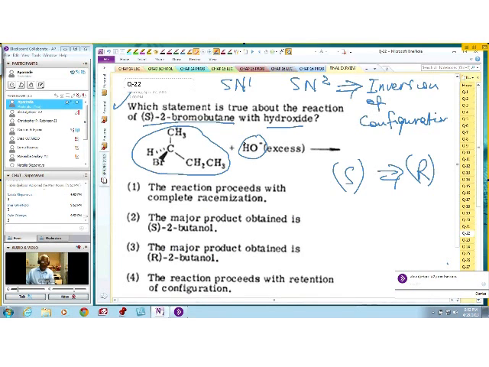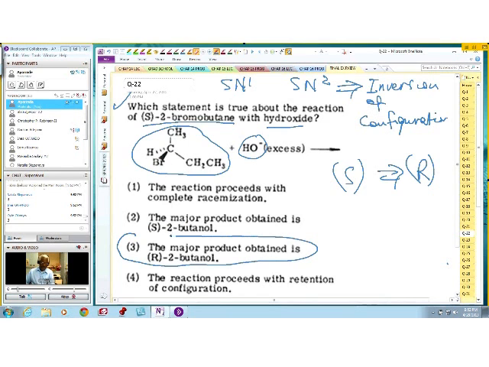Excellent, because you are going to form an alcohol. The hydroxide comes in, displaces this from the back, and the bromine leaves, so you are going to get an alcohol. So the answer here is this. This is the correct answer right here. Number 3. Okay? Let us go to the next one.